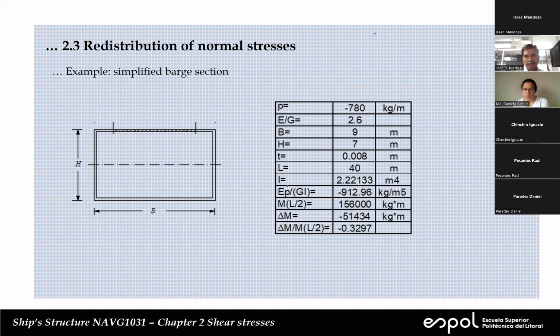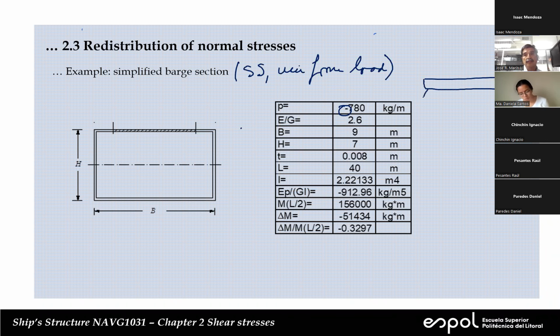Here we have uniform load. We're going to assume, I think it says in the class notes, this is a simply supported beam with uniform load. Okay, it's negative, so it's pointing downward. Okay, so we have something like this. So the deformation will be like this.